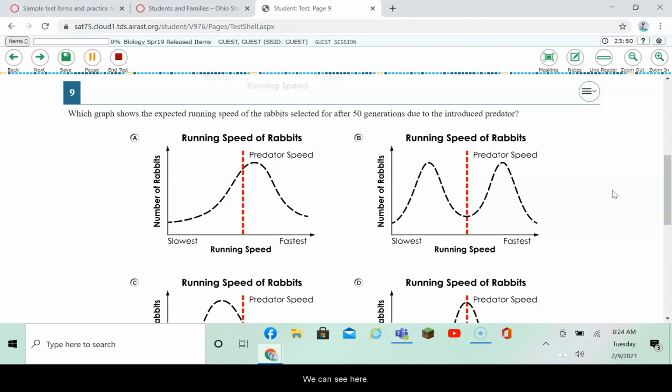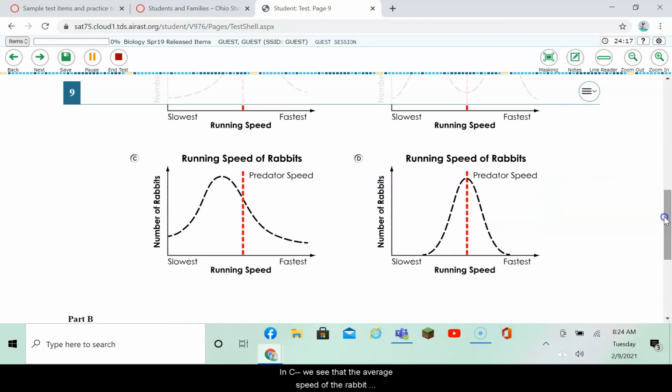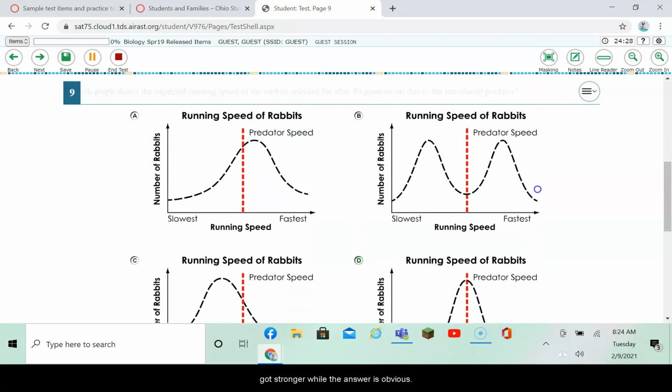Well, we can see here in A that the average rabbit speed now is above the predator speed. In B, we can see that the average rabbits have gone down since the predator, and the extremes, the slowest and the fastest, have continued to grow. In C, we see that the average speed of the rabbit has gotten slower. And in D, we see that the average speed of the rabbit got stronger. Well, the answer is obvious.